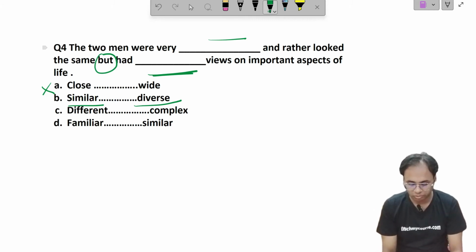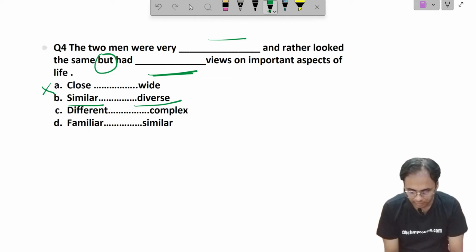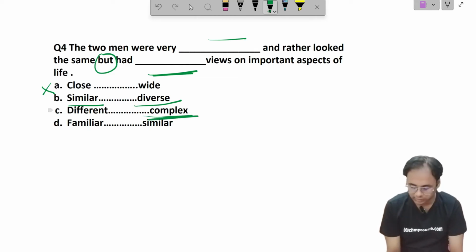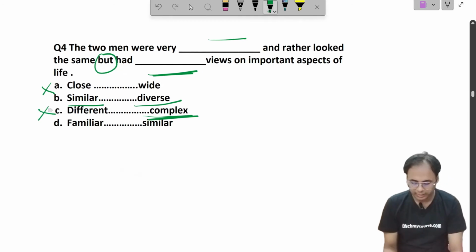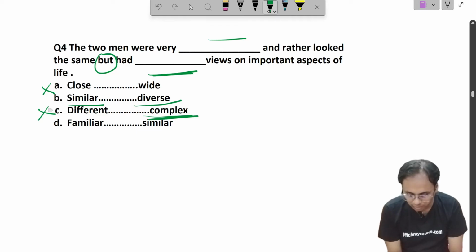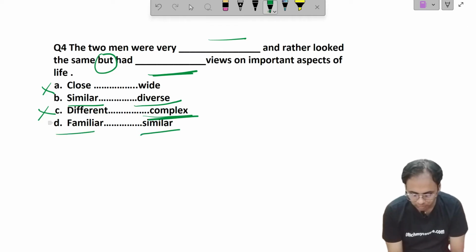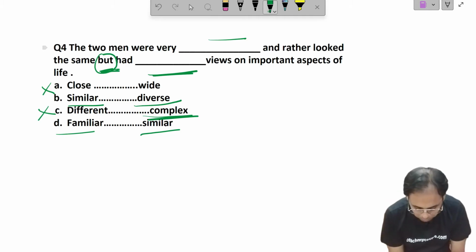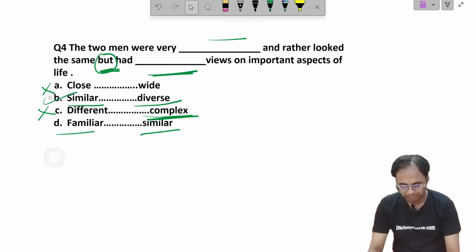Next, we see the two men were very different and rather looked the same but had complex views. What does complex views mean? It does not make any sense. Next is the two men were very familiar and rather looked the same but had similar views. That doesn't make sense because "but" comes up, so it should be quite contradictory, which is not the case here. So option B is correct.